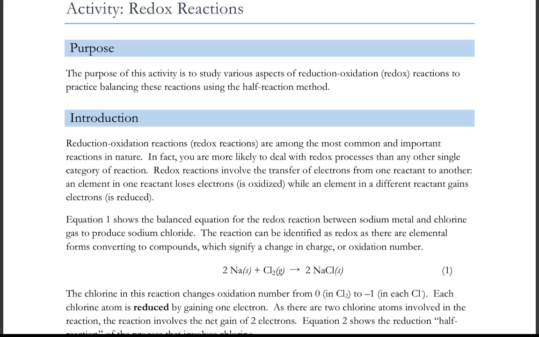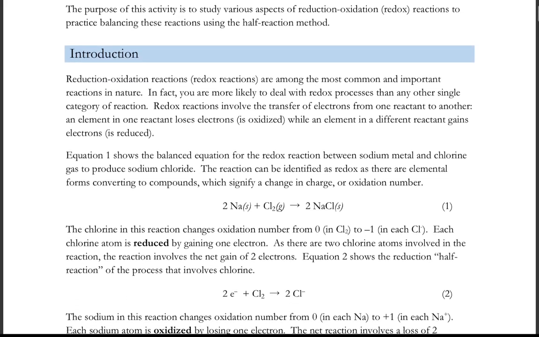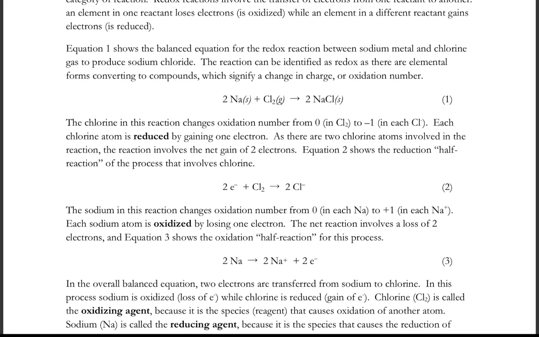So let's apply this to this reaction: 2Na solid plus Cl2 gas forming 2NaCl solid, reaction 1. If we look at the two half reactions involved, we see that Cl2 has gained 2 electrons to form 2 Cl- ions. The chlorine has been reduced. That's reaction 2. The other half reaction that has occurred is sodium forming Na+ by giving up 2 electrons. It has been oxidized. So because 2 electrons are involved in reaction 2, we multiply the sodium reaction through by a 2 and have reaction 3.